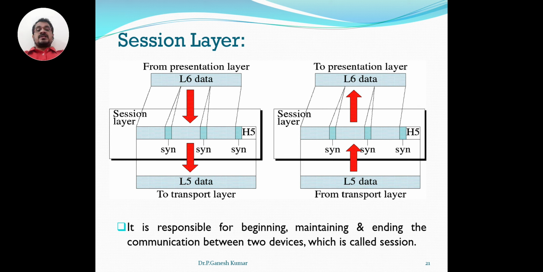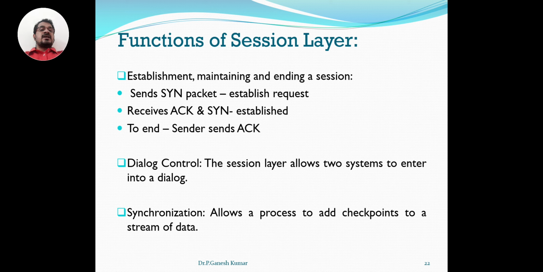Now see the functions of the session layer. Now the data comes from the presentation layer. Based on that, dialog control, the machine dialog control, is responsible for beginning, maintaining and ending the communication between any two devices, which is called a session. Establishment, maintaining and ending a session. It uses synchronization packets to establish a request, and at the same time acknowledgement and synchronization from the receiver. To end the connection also it uses an acknowledgement signal.